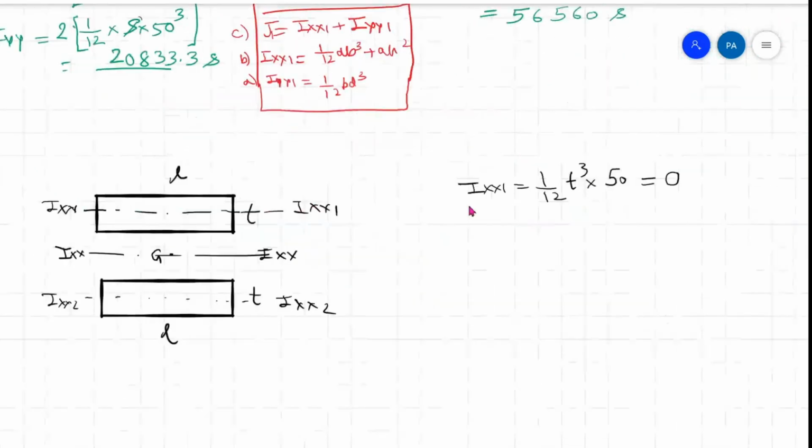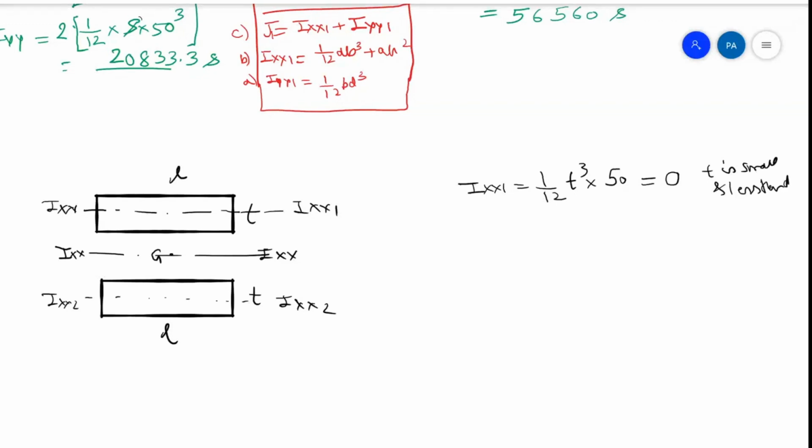Now why 0? Understand why 0? You will get the same answer, 10.8 whatever you got. So this will reduce the calculation. Now since T is small and less than 1, T cube will be much smaller, and since it is much smaller, we can ignore this quantity and take it as 0. So that's why Ixx1 is 0.